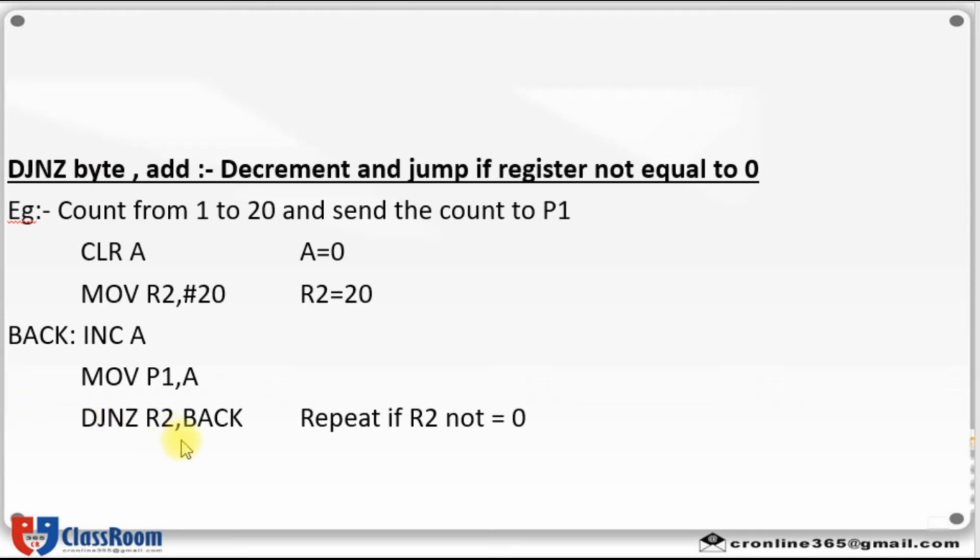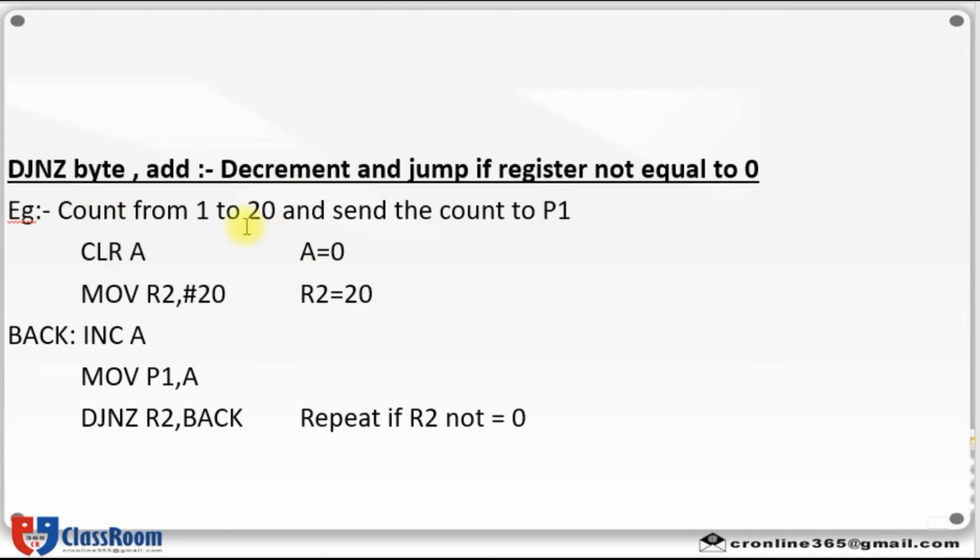For example, DJNZ R2, back. Decrement the contents of this register R2 and check to see if the contents of this register are 0 or not. If the contents is non-zero, then you can jump to this address specified. If the content becomes 0, then you have to proceed with the next instructions. For example, count from 1 to 20 and send the count to P1. Here you have to count from 1, 2, 3 up to 20 value and send this count to port 1.